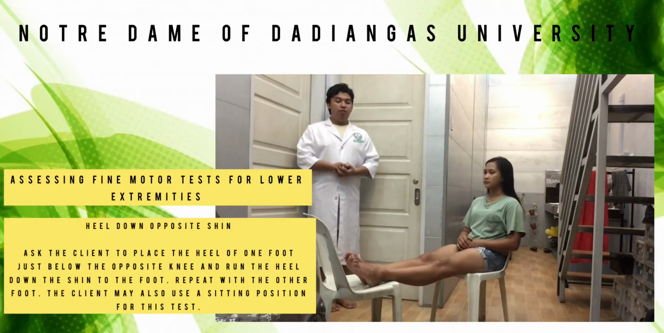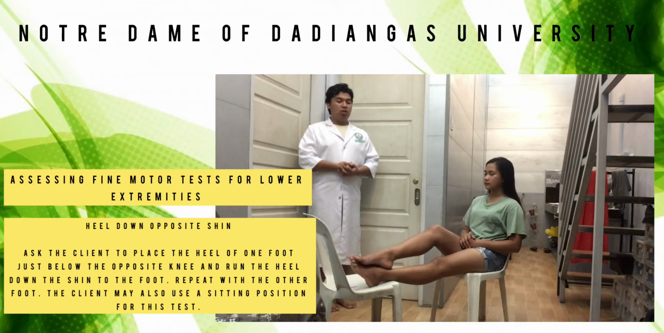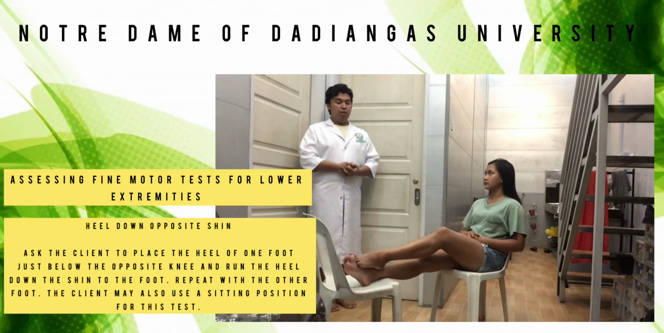Assessing fine motor tests for the lower extremities: heel to shin. Put one foot just below the opposite knee, then run the heel down the shin part. Ask the client to place the heel of one foot just below the opposite knee and run the heel down the shin to the foot. Repeat with the other foot.